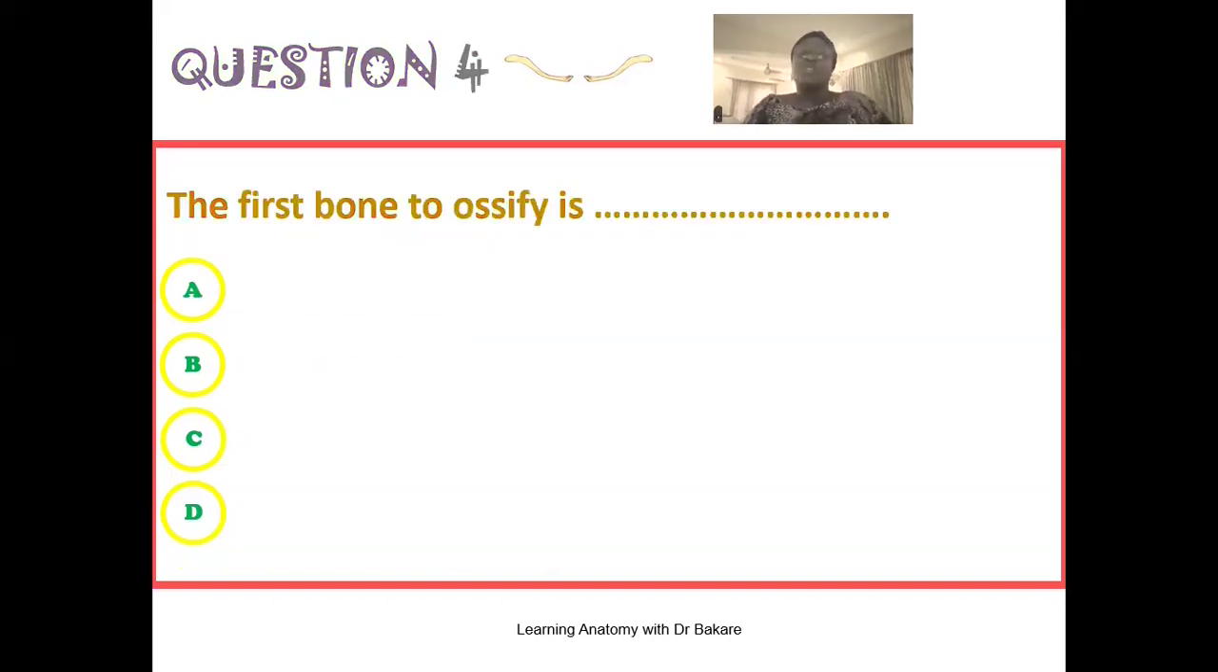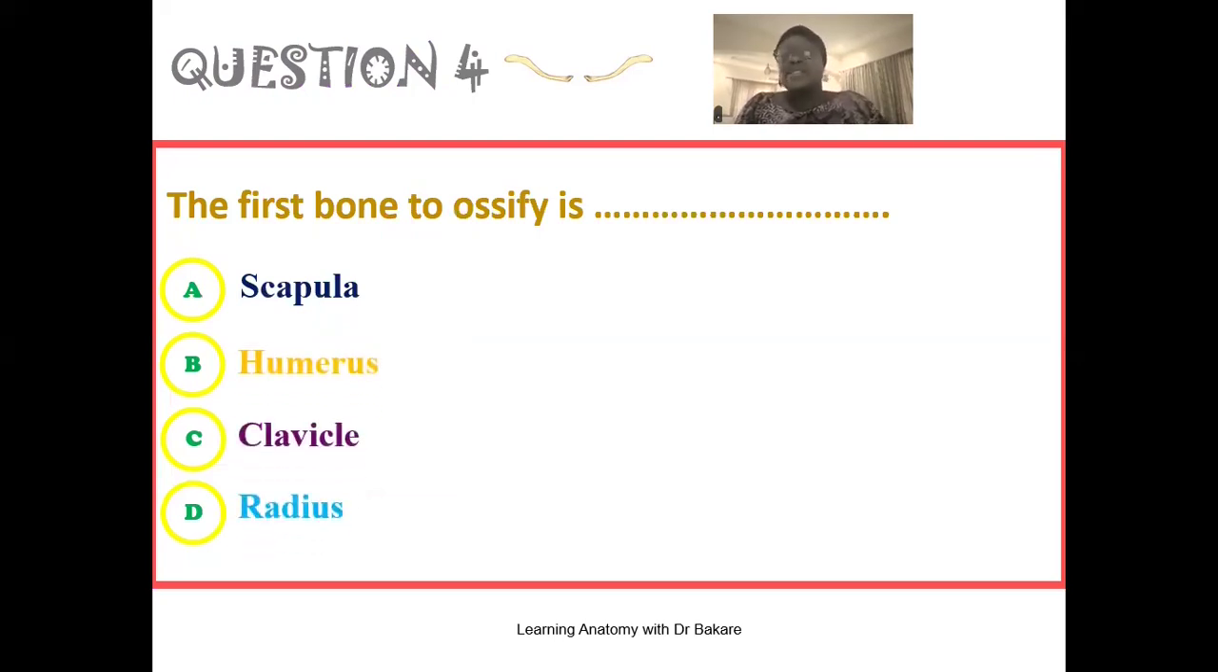Now let's go to the fourth question, and this reads that the first bone to ossify is that. Is it the scapula? Is it the humerus? Is it the clavicle? Is it the radius? The correct answer is the clavicle. This is the first bone to ossify during the process of development.